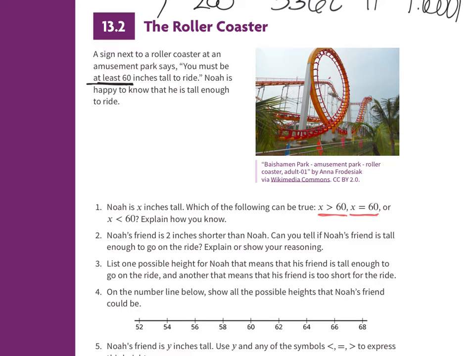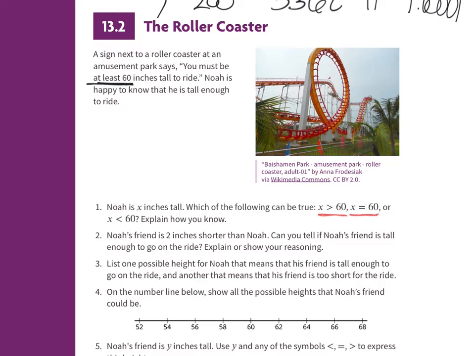Number 2, Noah's friend is 2 inches shorter than Noah. Can you tell if Noah's friend is tall enough to go on the ride? Well, we know that Noah is tall enough to go on the ride. Okay, so we know that he is at least 60 inches tall. So he could be 60 inches tall, but he could be bigger than 60 inches tall. So we don't have enough information, because if Noah is exactly 60 inches, if we take away 2 inches for his friend, that'll make his friend 58 inches, and his friend won't be tall enough, okay? But if Noah is 65 inches, 65 minus 2 is 63 inches, and then he'd be big enough. So we don't know enough information.